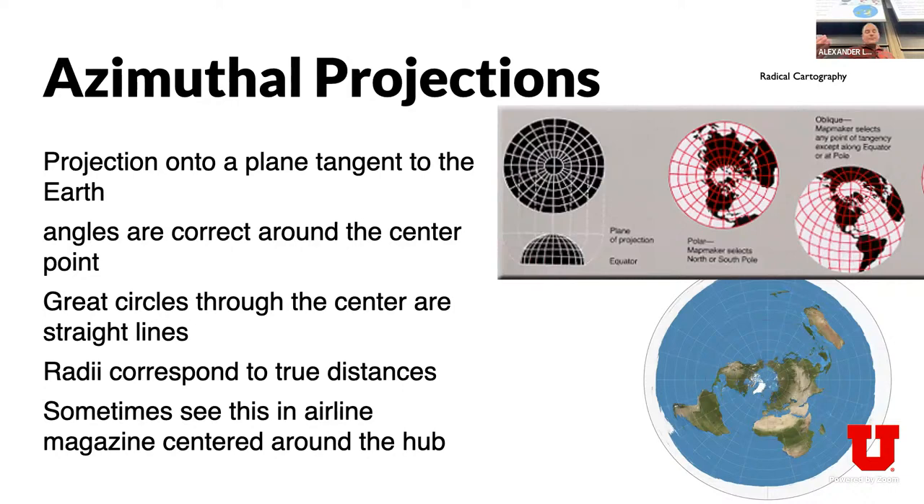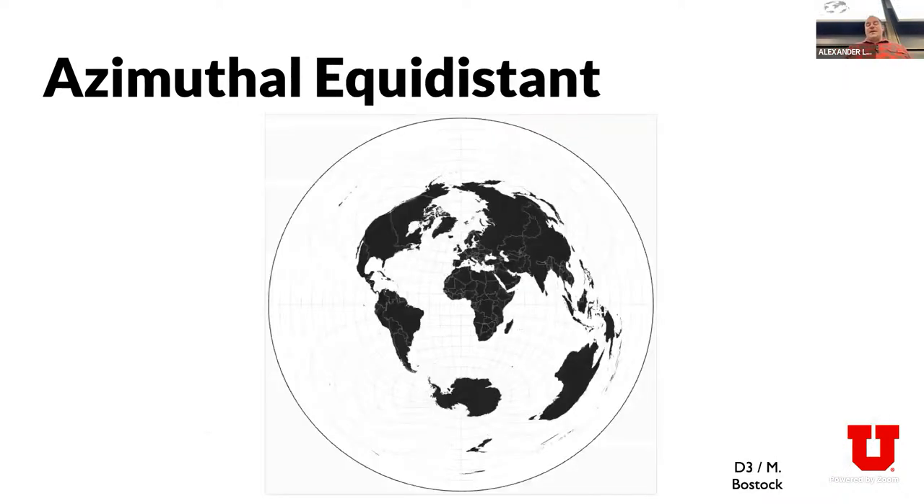Then we have azimuthal projections. This is like projecting the Earth onto a plane tangent to the Earth. Here, angles are correct around the center point. So this is really a map that is useful if you want to show the rest of the world relative to one point, right? And the great circles through the center are straight lines. The radii correspond to true distances. And this would be something that you would see in an airline magazine around a hub.